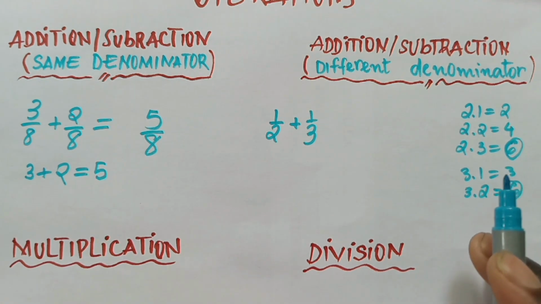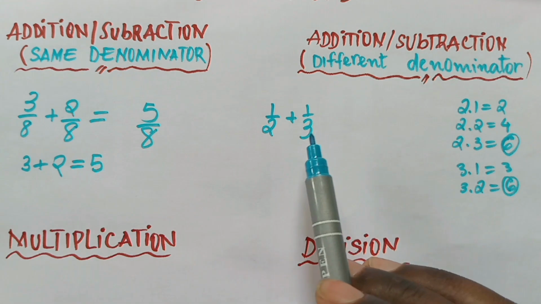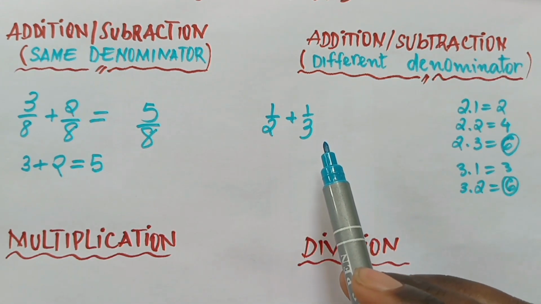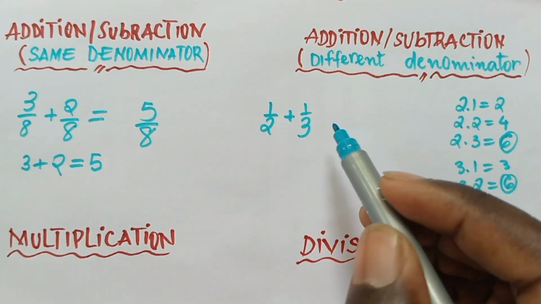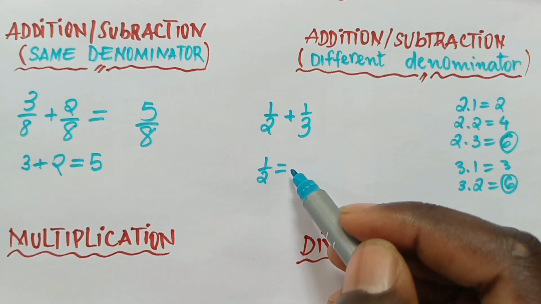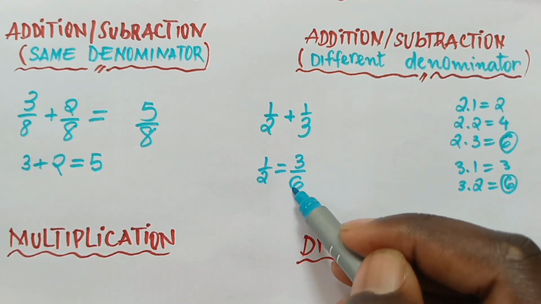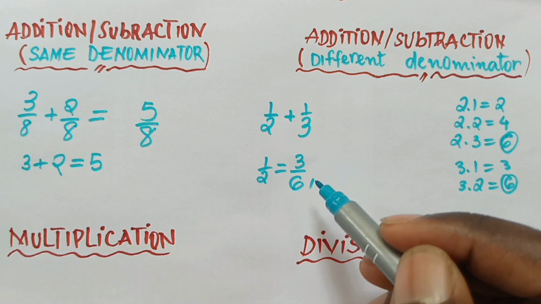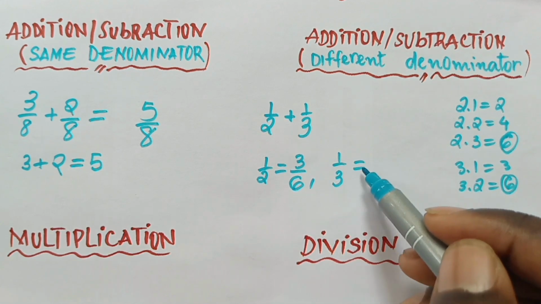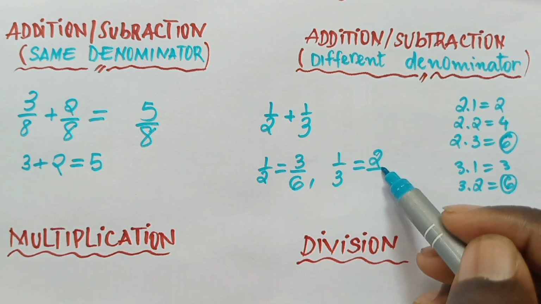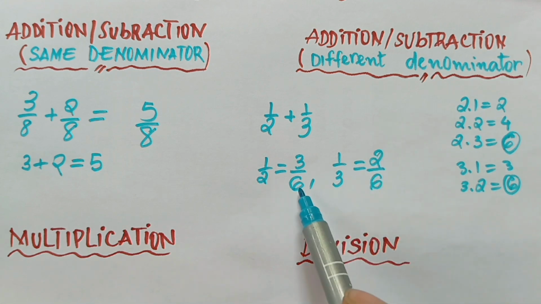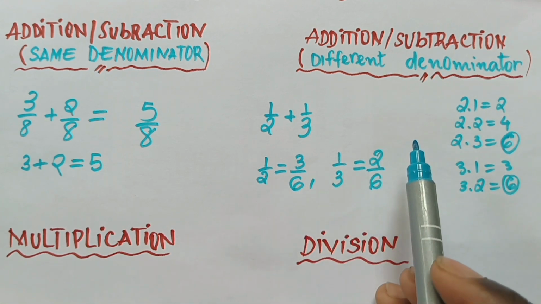Next, we convert the fractions. Okay? We convert the fractions with this common denominator, 6. And for 1/2, we're going to have 3 divided by 6. Okay? And here 1/3, we're going to have 2 divided by 6. We convert these fractions to the same denominator. And right now, what can we do?